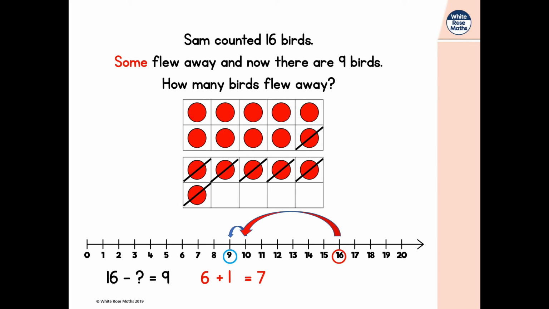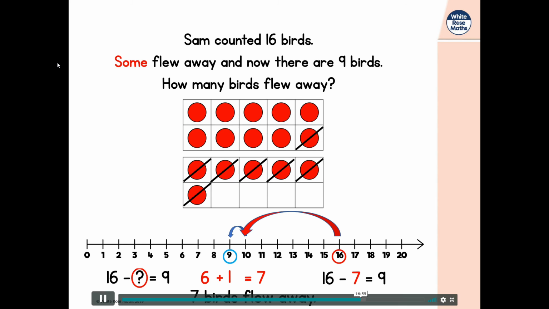So now we can see that the distance, or the difference between 16 and 9, is the amount that flew away. It's going to be 7. 16 subtract 7 equals 9. So how many birds flew away? 7 birds flew away. Well done.